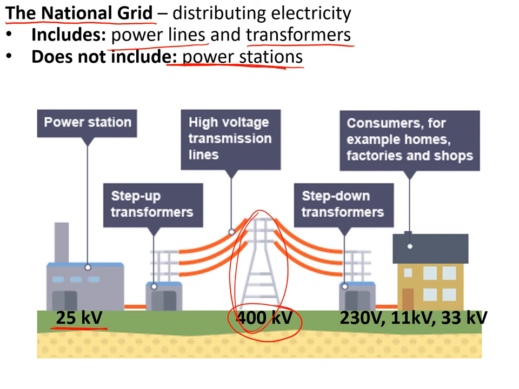Now, a 400,000 volt supply going to our homes would be crazy dangerous and would lead to hundreds of deaths every year, which would obviously not be acceptable. So it's stepped down to 230 volts for use in homes, 11,000 volts for use in light industry, and 33,000 volts for use in heavy industry. And that's with step-down transformers.